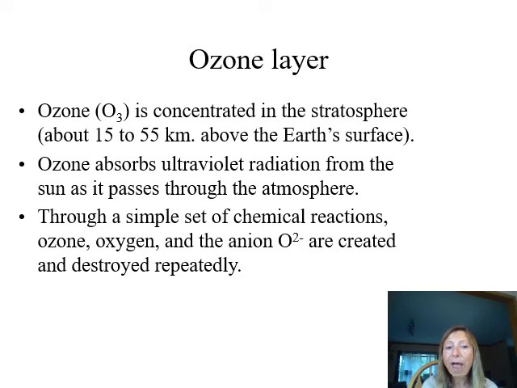Through a very simple set of chemical reactions involving ozone and oxygen and also the anion O2-, ozone molecules are destroyed and recreated repeatedly. Unfortunately, due to anthropogenic emissions of CFCs and HFCs, the ozone layer has been damaged and there are ozone holes, as you have probably heard before, over the polar regions. The ozone layer needs to be preserved, and the only way to do it is by cutting the emissions of CFCs and HFCs. We'll talk more about it in our chapter on climate change, but I just want to emphasize that the ozone layer in the stratosphere plays a vitally important role in the protection of life on Earth.